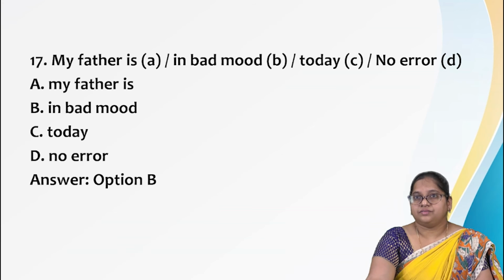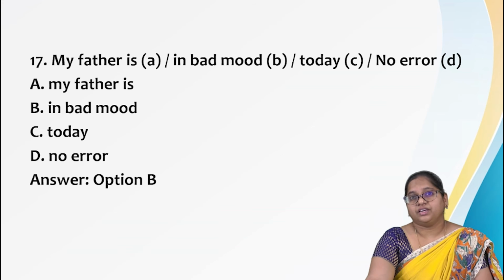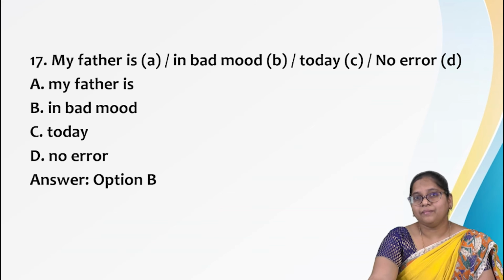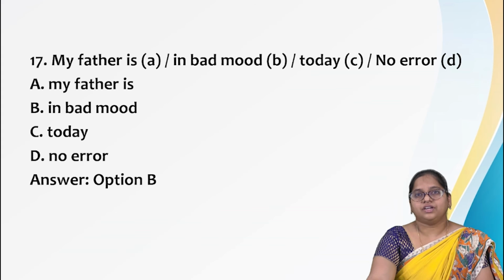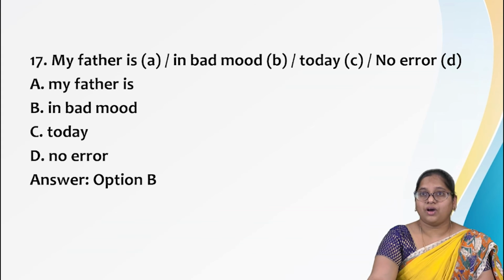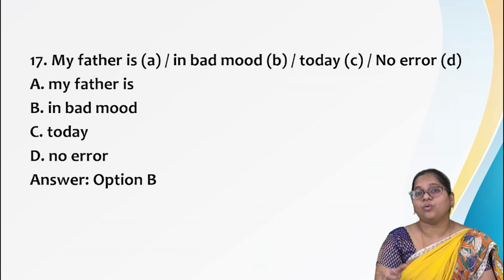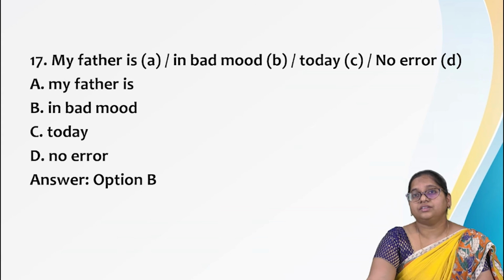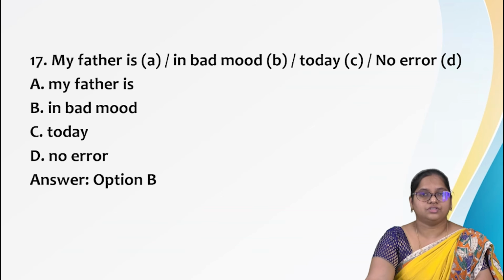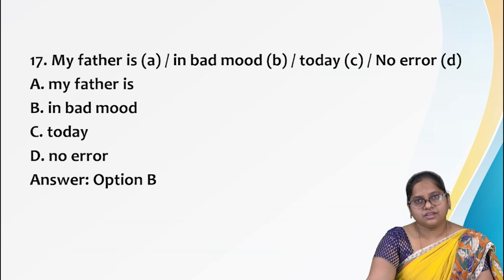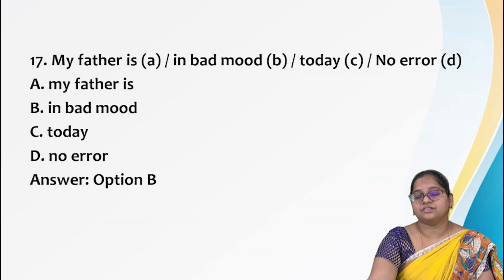My father is in bad mood today. No error. So what's wrong? Generally, when you add an adjective to an existing noun like mood, you say my father is in a bad mood. Is in bad mood is wrong. Is in a bad mood today. So that is the right answer. Option B is the right answer.